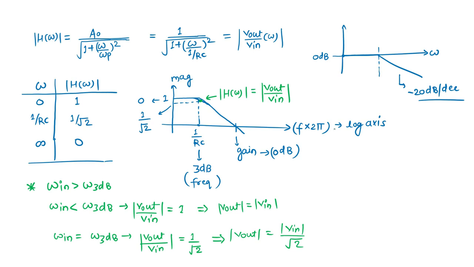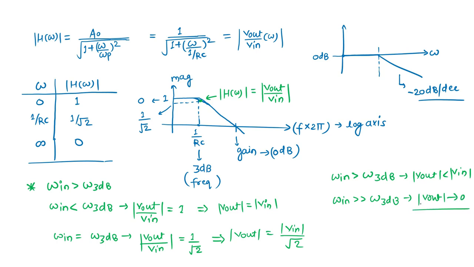Okay, so slowly, if I increase my omega above the 3 dB, my output magnitude is less than input magnitude. And what to speak of when omega in is much greater than the 3 dB frequency, my output is tending to 0.